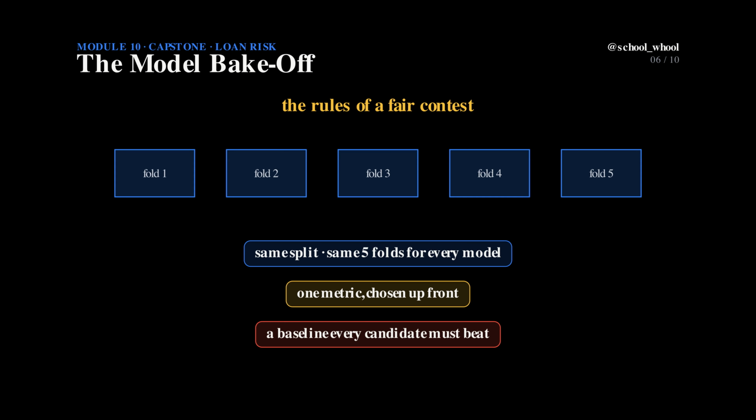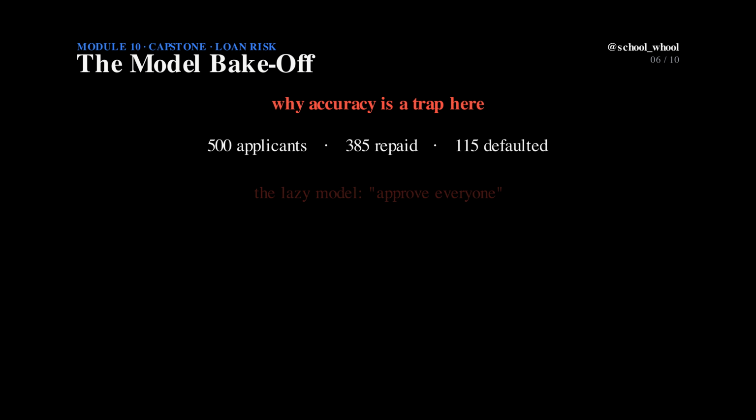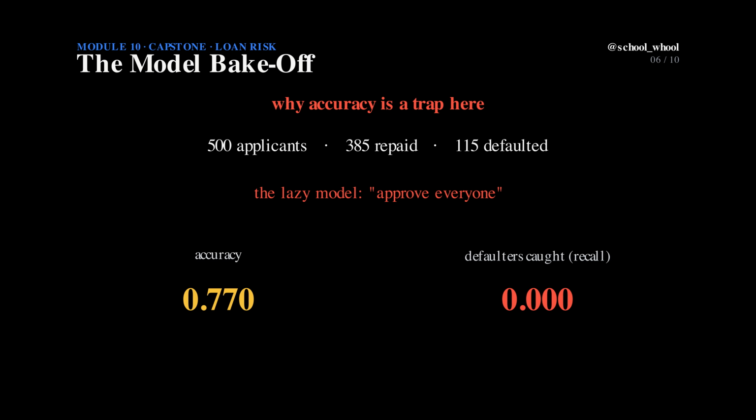Here's the tempting metric to reach for: accuracy. But on this data, it lies to us. Out of 500 applicants, 385 repaid and only 115 defaulted. So imagine the laziest possible model, one that just approves everyone. Watch its accuracy climb, 77%. And now watch its recall, the share of real defaulters it actually catches, 0. It flags nobody, yet it scores 77%. Accuracy alone would call this useless model a success.